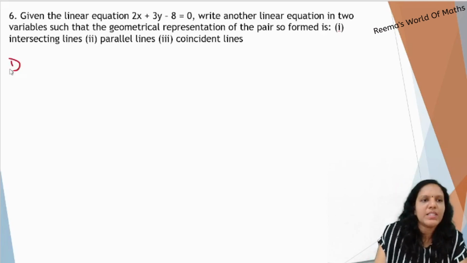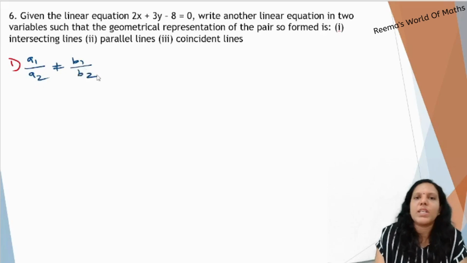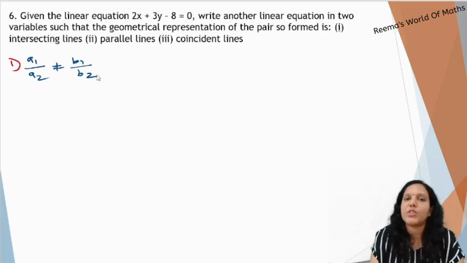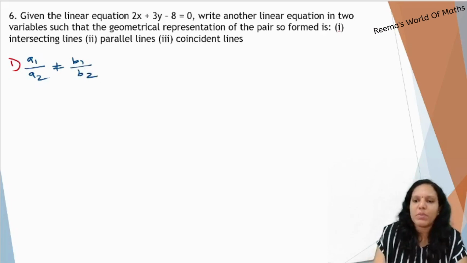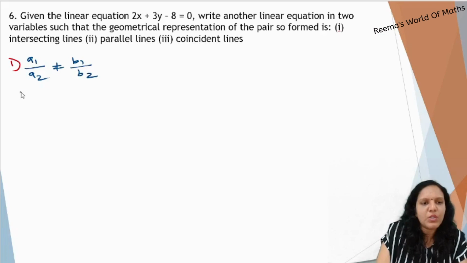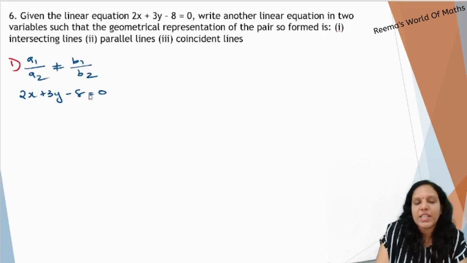For intersecting lines, what is the condition? It needs to be a1 by a2 not equal to b1 by b2. So this is the condition. For intersecting lines the condition is a1 by a2 is not equal to b1 by b2. So given the equation 2x plus 3y minus 8 equals 0, here a1 is 2, b1 is 3 and c1 is minus 8.